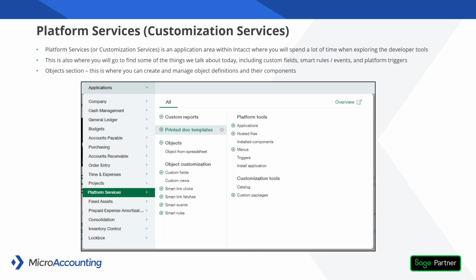The reason this is important is because this is where you can go to view that object, and you'll be able to find all the different regular fields, custom fields, smart rules and events, any triggers that are set up, all sorts of information about the object. That's very useful when you're trying to implement some of the different things that we're going to talk about today.